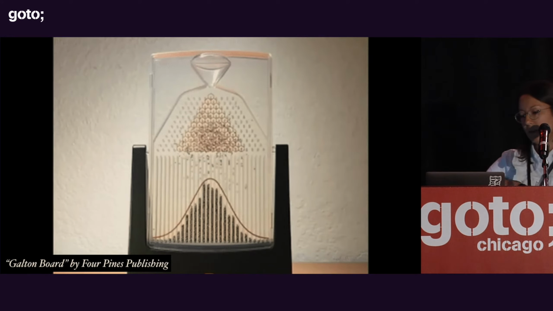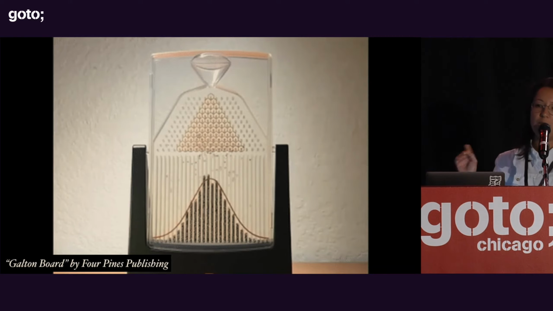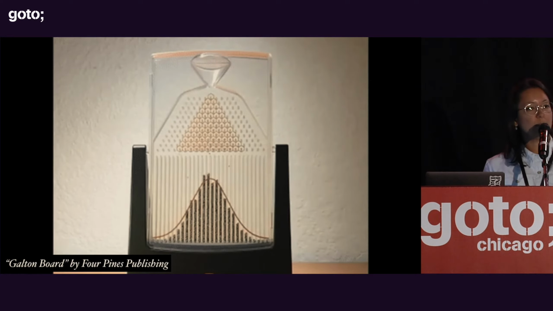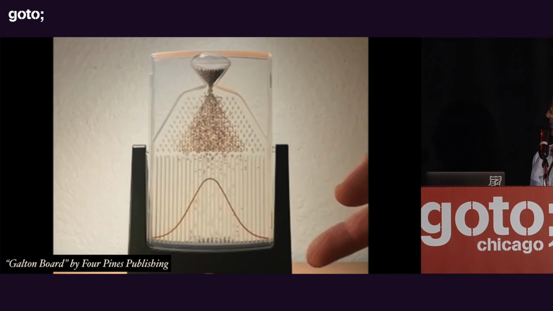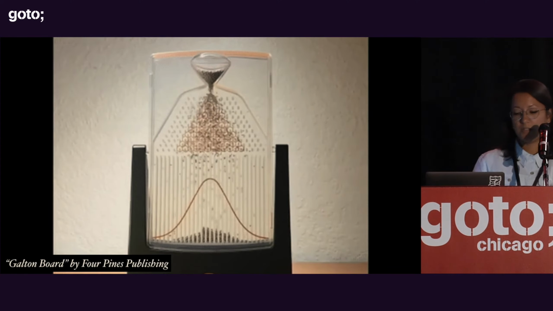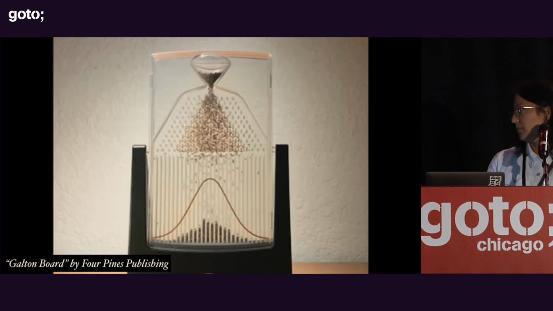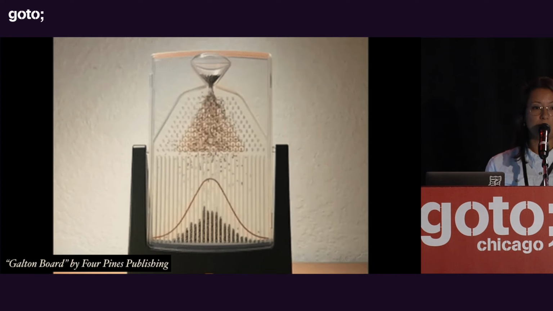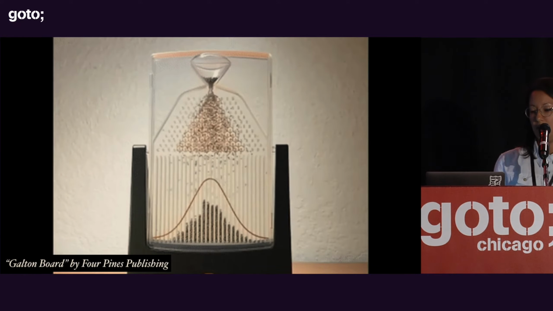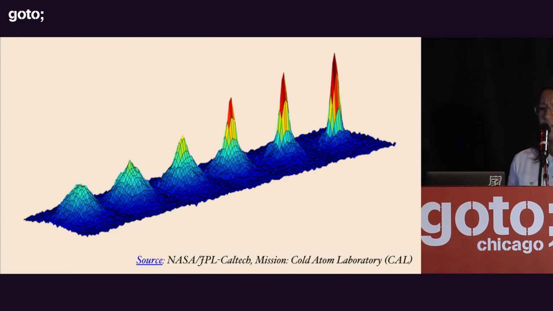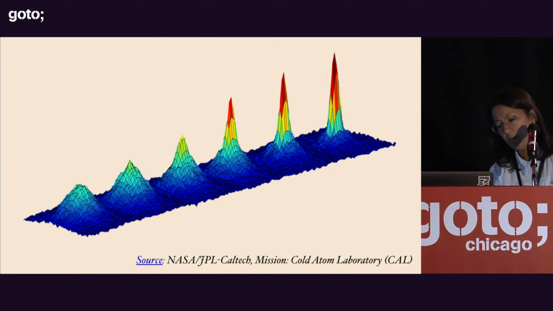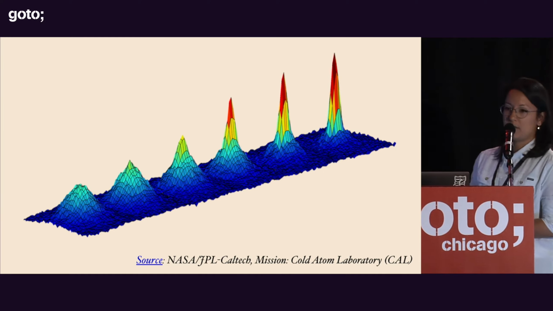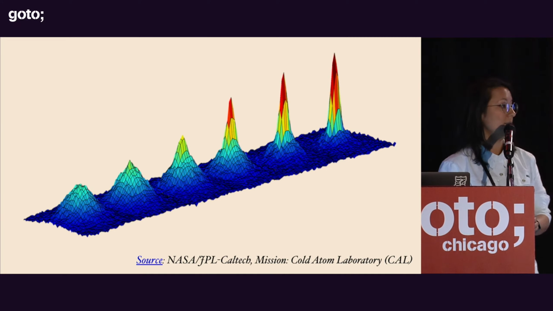or normal distribution. So even though we cannot predict exactly what path each bead is going to take, we know where the ensemble of beads is going to end up. So this is overall what probability looks like on a macroscopic level. So now if we go to a more atomic level, these are actually measurement data from NASA, from the Jet Propulsion Laboratory at Caltech. And what you see here is called a Bose-Einstein condensate.